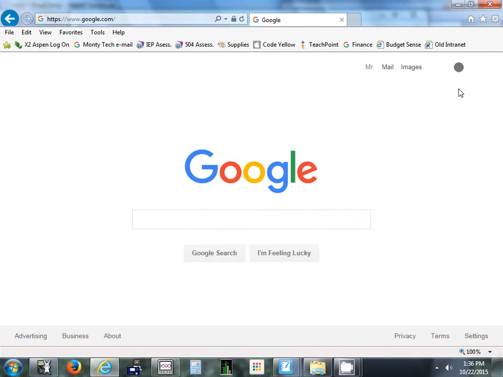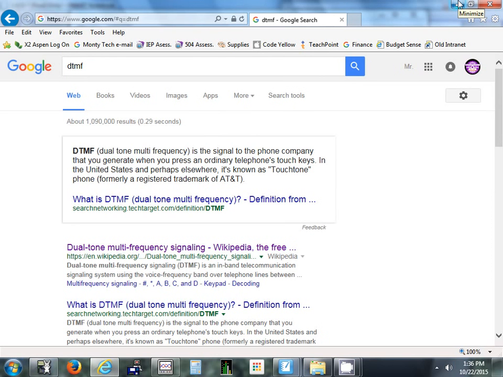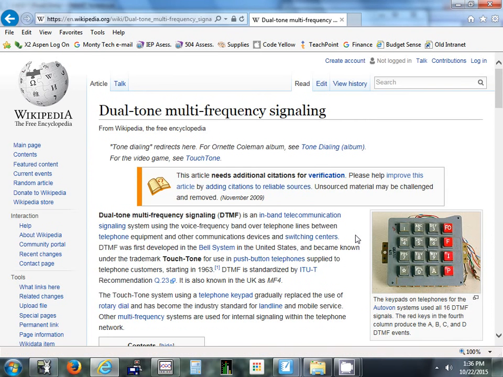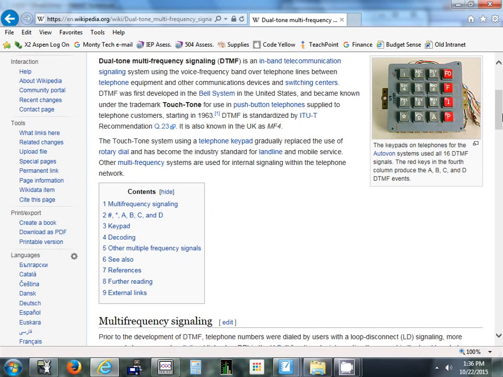All right, another thing we can look at, DTMF. Has anyone ever heard that abbreviation before? It stands for dual tone multi-frequency signaling. Okay, and that's basically how phones work. Regular phones, cell phones, any type of phone. All the buttons that you press on your phone, they're all frequencies. In fact, it's exactly 2 frequencies played at the same time.